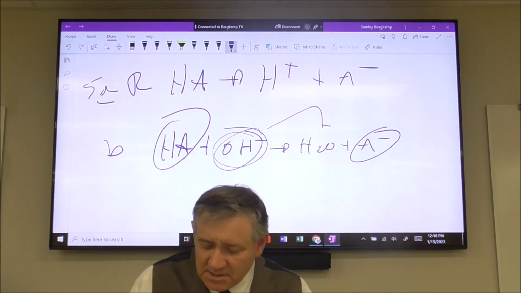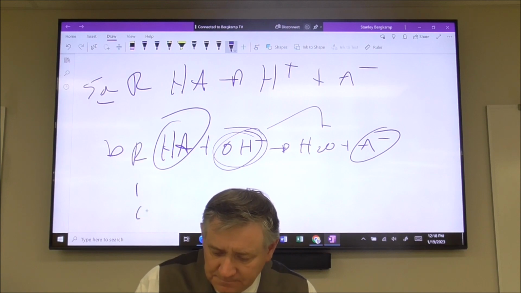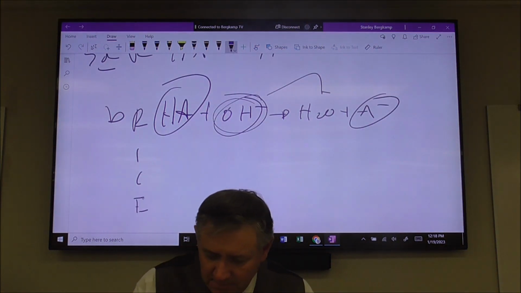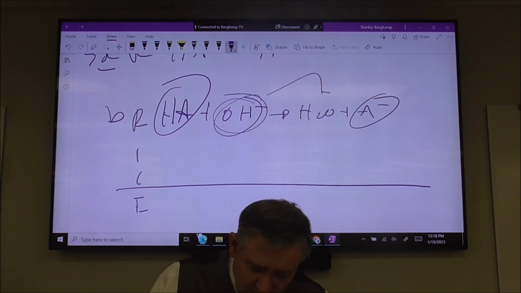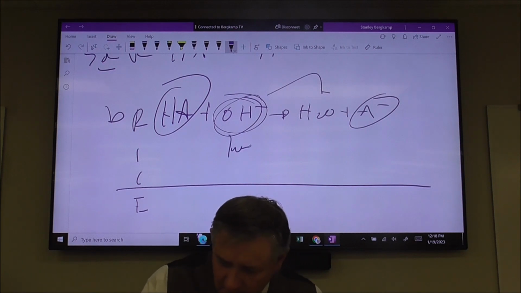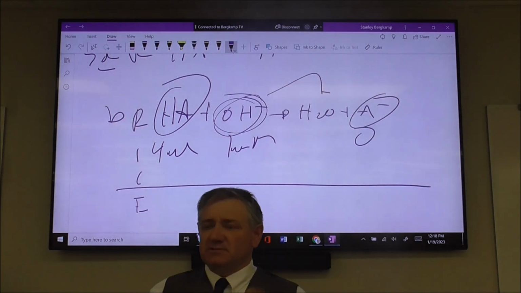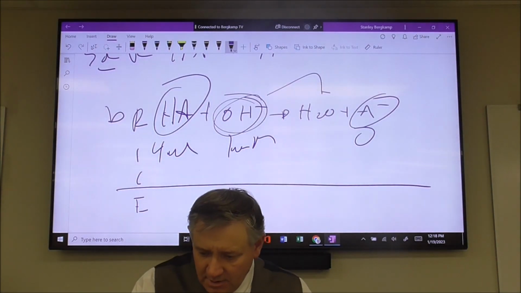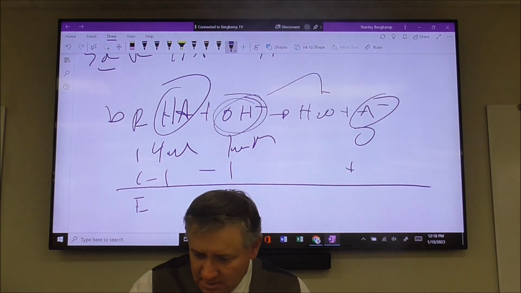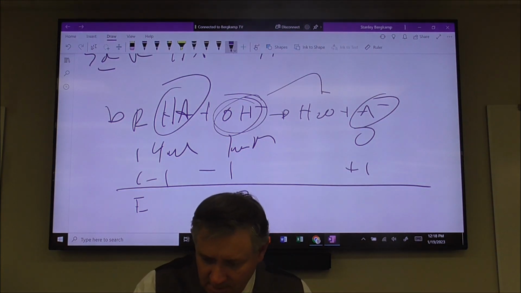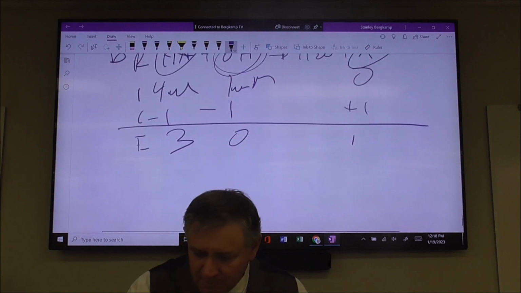Okay? So, on your rice chart, this is like 1 millimole here, this is, I think, 4, and this is a non-buffered solution, so that's going to start at 0. You're going to go -1, +1, 0, 3, 1.